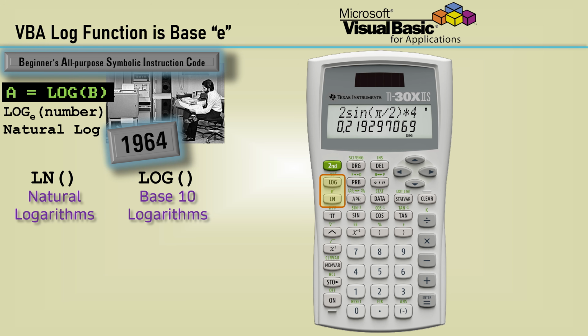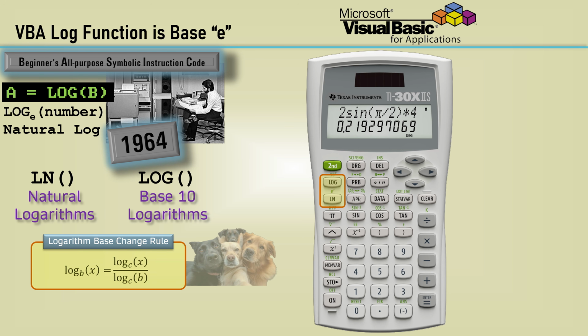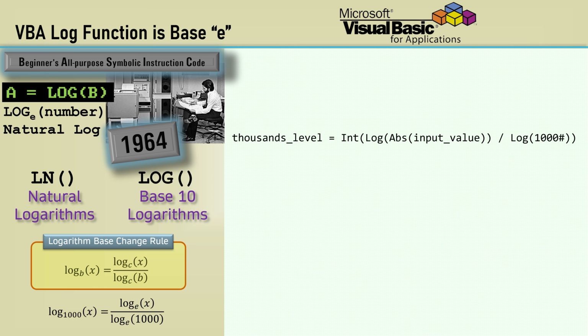But never fear, we can use our best friend, the logarithm base change rule. With this, we can change the log of a number with any base and change it into the log of any other base. In our case, since we have the log e function in VBA, the log base 1000 of x is equal to the log base e of x over the log base e of the number 1000. The 1000s level of the input values can be easily calculated that way.